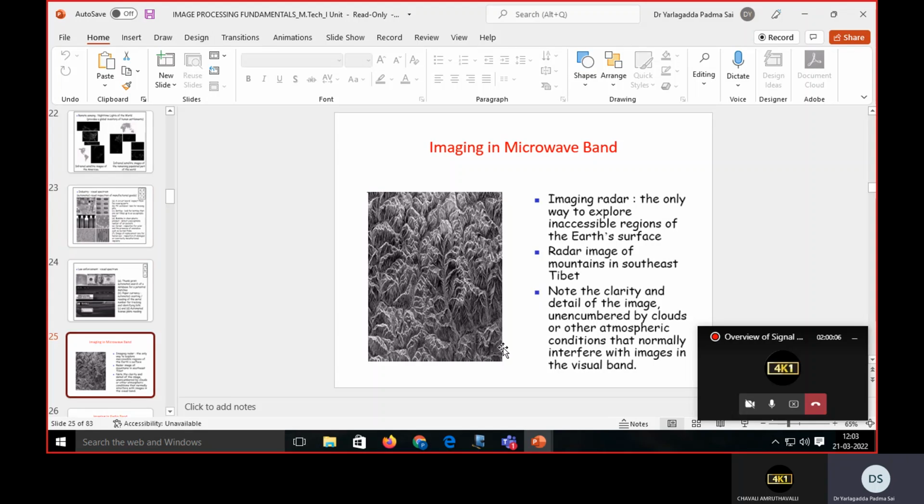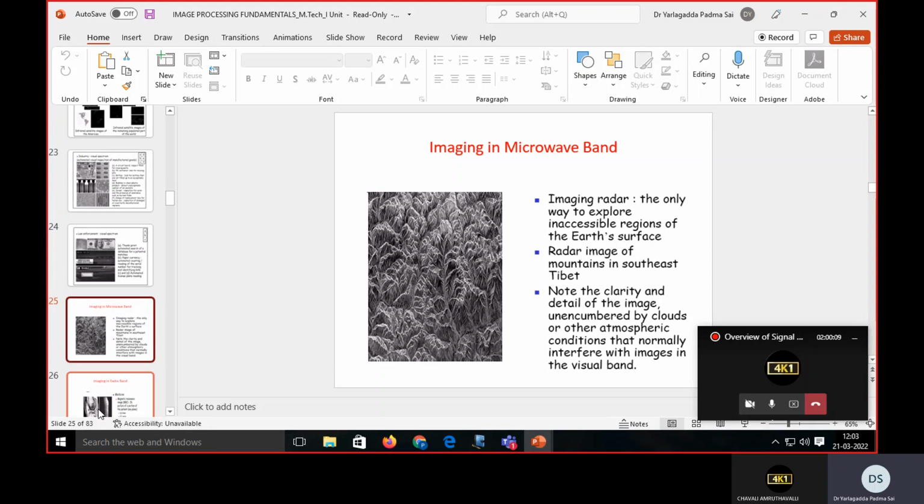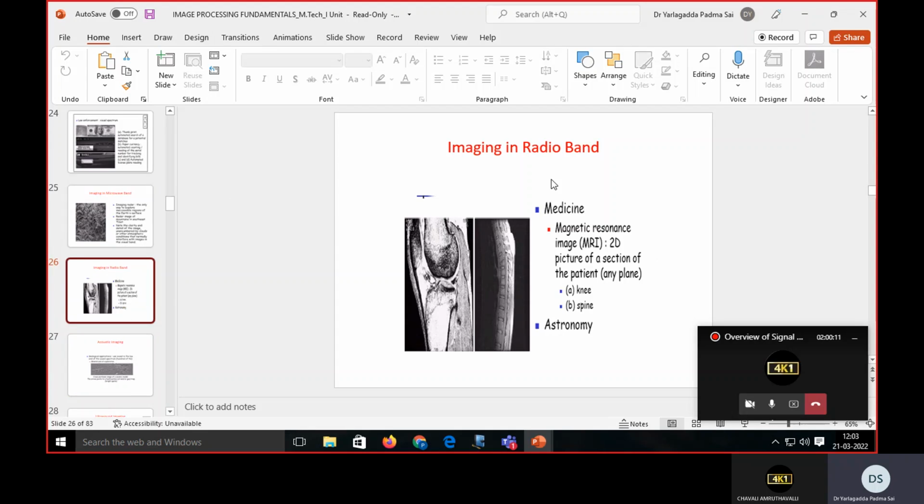This is the microwave band. All of you are already experts in the microwave band. You have many applications. The radio band is also used, for example in MRI scanning.